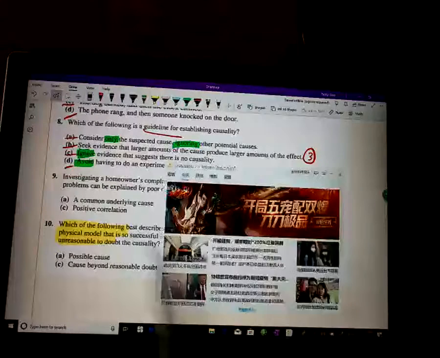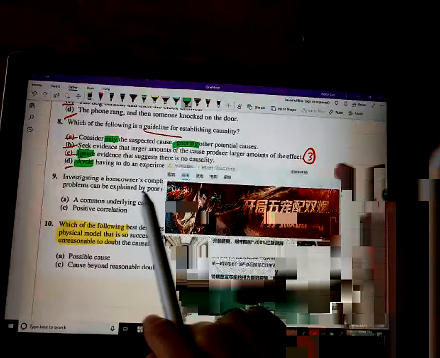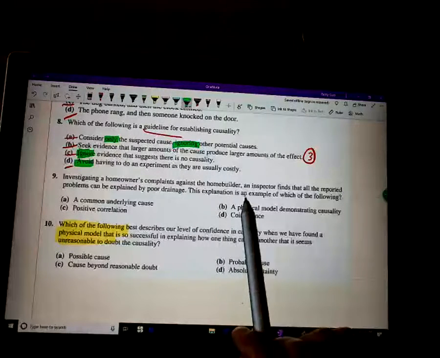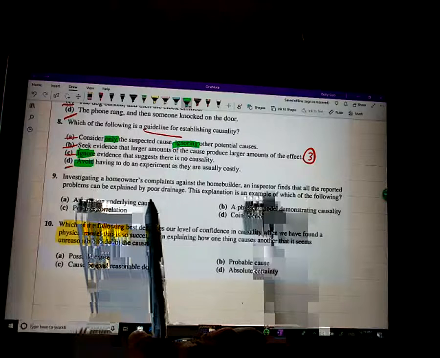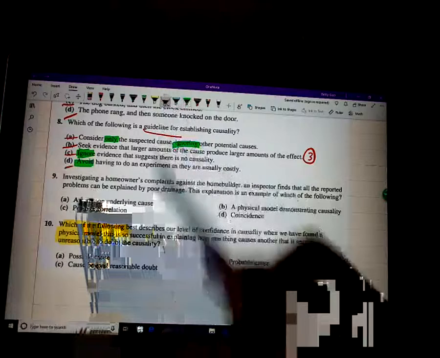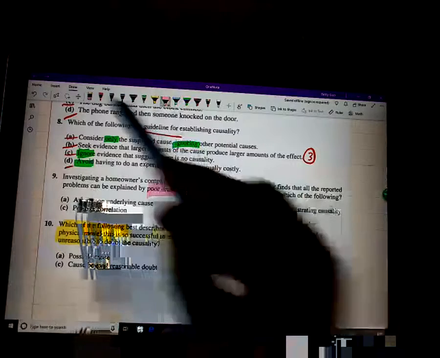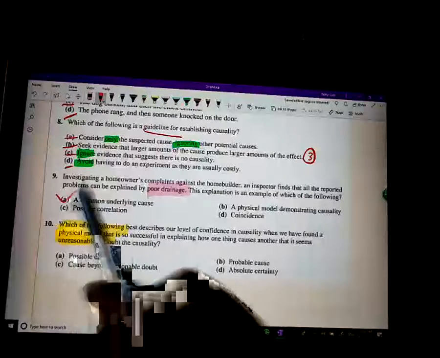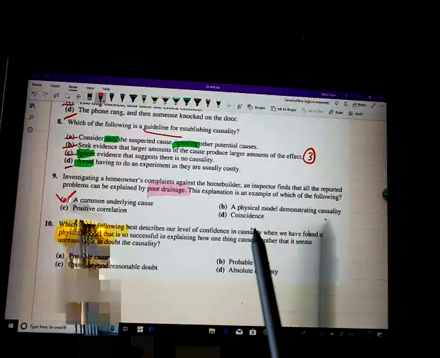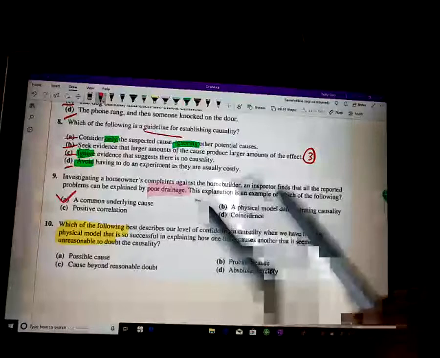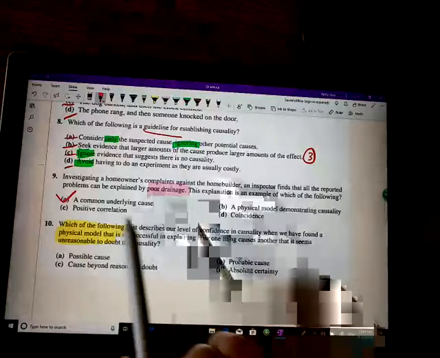Number 9, investigating a homeowner's complaints against the home builder. An inspector finds that all the reported problems can be explained by poor drainage. That's a very important thing, drainage. This explanation is an example of which of the following? A, a common underlying cause. B, a physical model demonstrating causality. C, positive correlation. D, confidence. I would say A. All those things going on are the results of one reason, poor drainage, a common underlying cause.